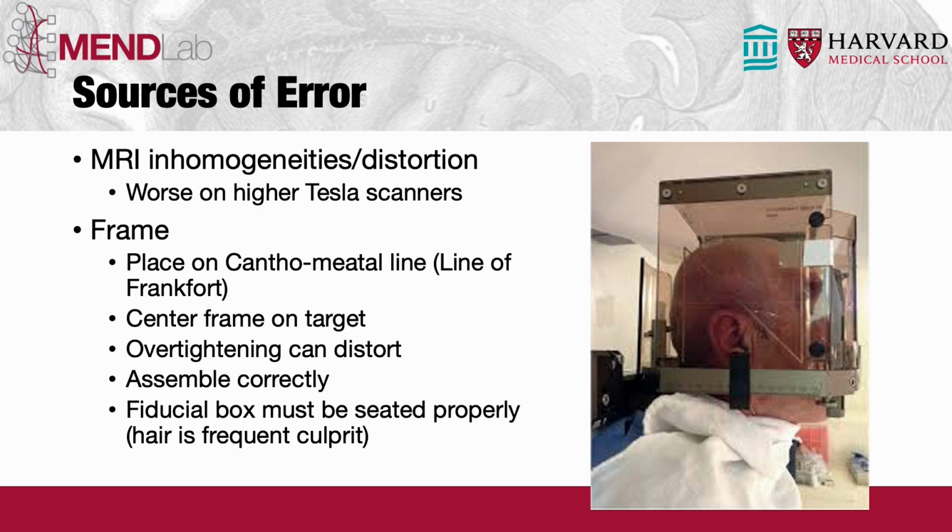And the frame, the localizer box or the fiducial box, must be seated very properly on that frame's base ring. And if it's not, if it's lifted up even a little bit, that can throw off all the rest of the localization. So sometimes if you get hair caught in between the localizer box and the base ring, that can be pretty devastating to your subsequent accuracy.